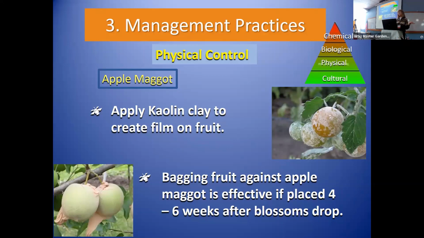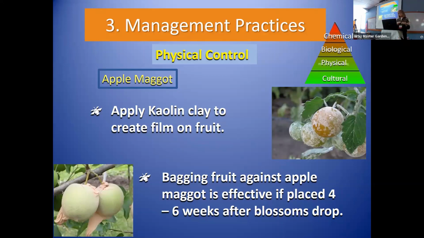And it's sold as a product called Surround. You just mix it with water, put it in one of those little pumpers, and then spray it onto your tree. It's not going to kill the apple maggot, but because it does irritate them, they'll just go to a different tree.